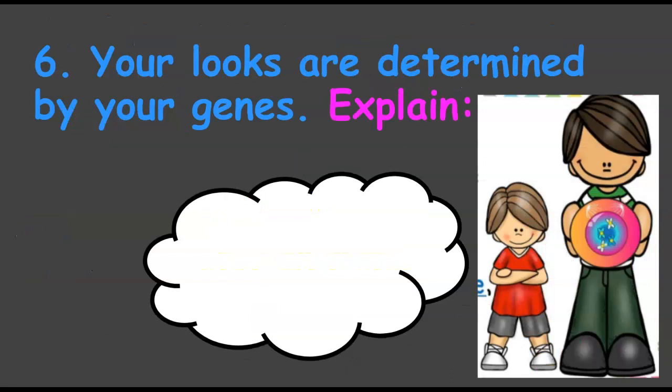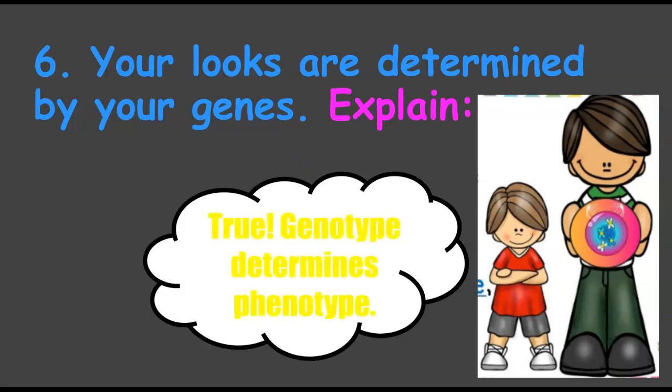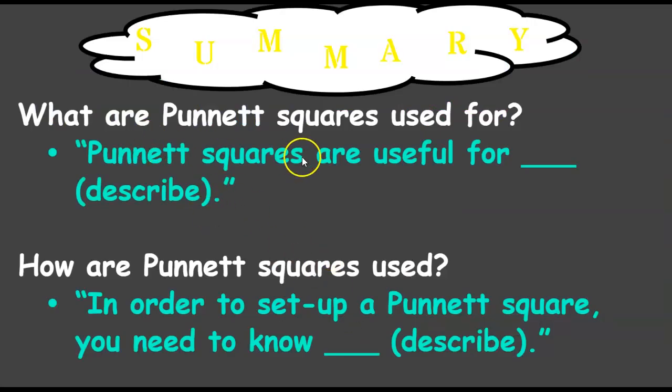All right, number 6. Your looks are determined by your genes. True or false? This is absolutely true. Your genotype determines your phenotype. Your genotype is what alleles you have, and based on those alleles, you can tell what the phenotype, the actual physical attributes, are going to be. All right, summary. Punnett squares are useful for probabilities of the type of genotypes, which gives you the phenotype.